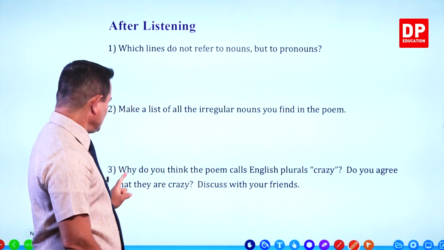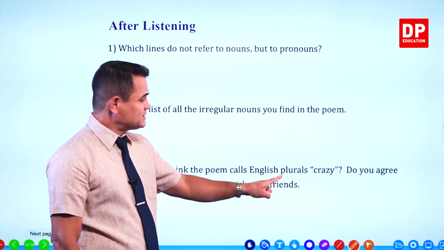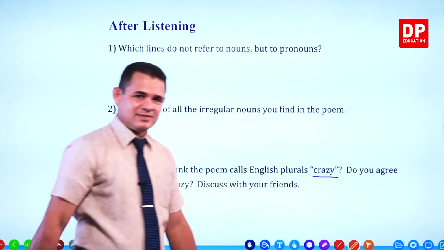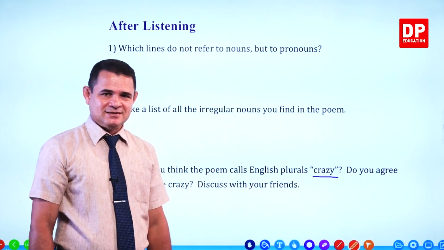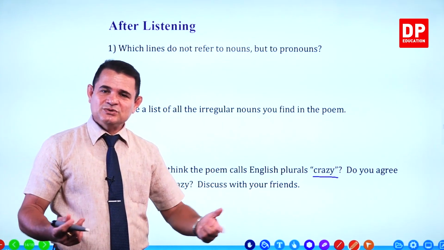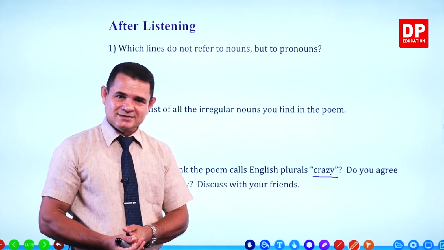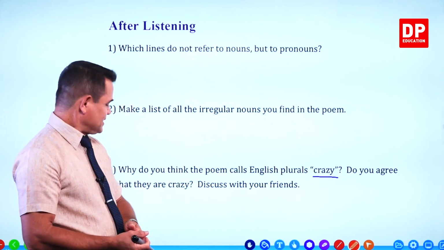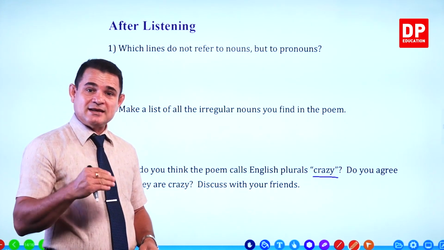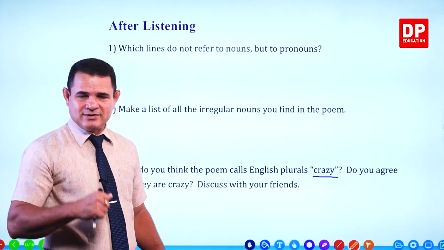And the next one, why do you think the poem calls English plurals crazy? Hey, crazy කිව්වේ. Now we discussed it. English plural crazy. මහා පිස්සු, විකාර. That's you notice. What is the reason? Do you agree that they are crazy? ඒවා crazy කියලා ඔයා එකඟ වෙනවද?